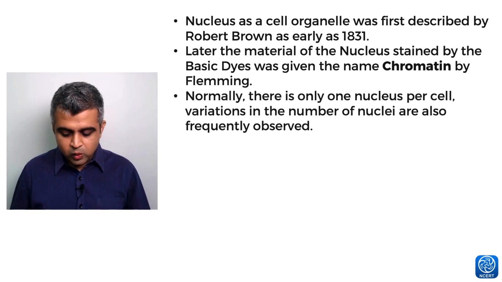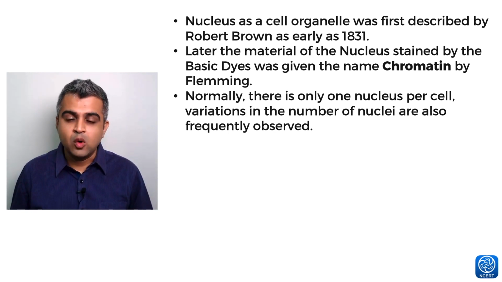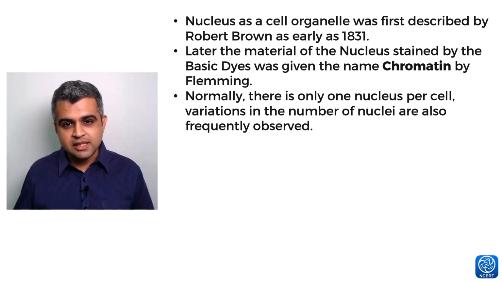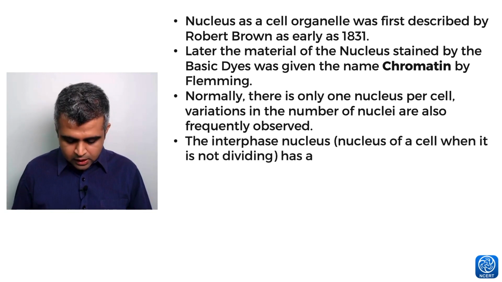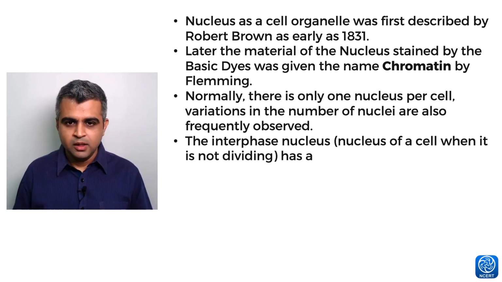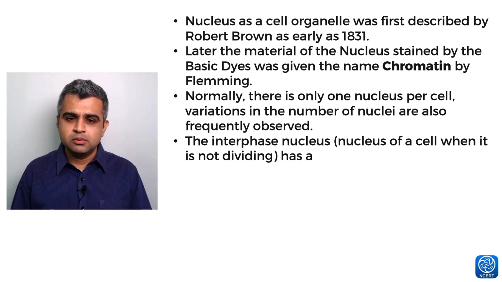Normally, there is only one nucleus per cell in most of the cells. Variations in the number of nuclei are also frequently observed, as in the case of RBCs where there is no nucleus at all, or in the case of muscle cells where there are multiple nuclei. The interphasic nucleus is the nucleus of a cell when it is not dividing. As of right now, just remember that the interphasic nucleus means the nucleus of a cell which is not dividing. Don't need to focus on that now, just focus on the term nucleus.